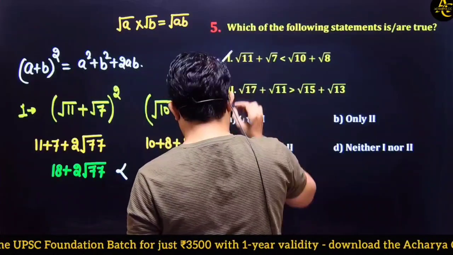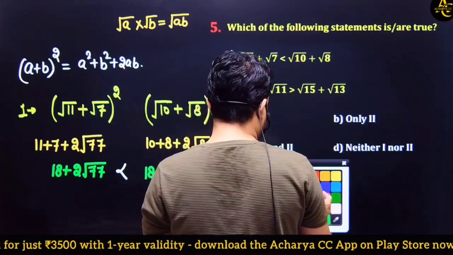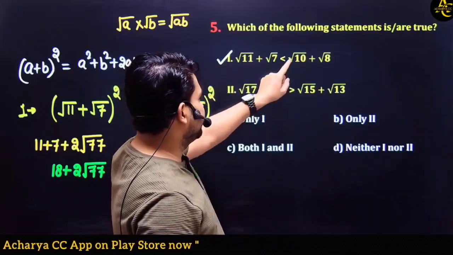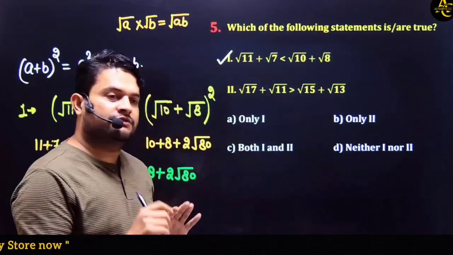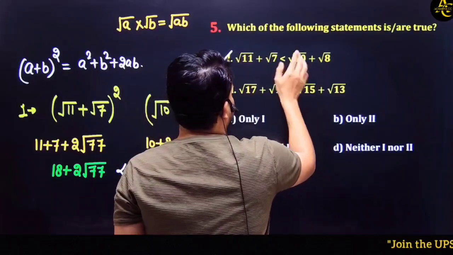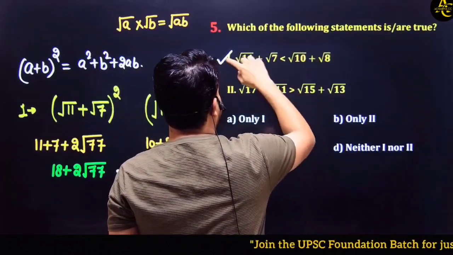So how will you do it in your examination? See, first of all, add them. 11 plus 7 is 18, 10 plus 8 is 18, meaning the sum is equal. Then multiply them. 11 times 7 is 77, 10 times 8 is 80. 77 is lesser than 80, that's why this is correct.